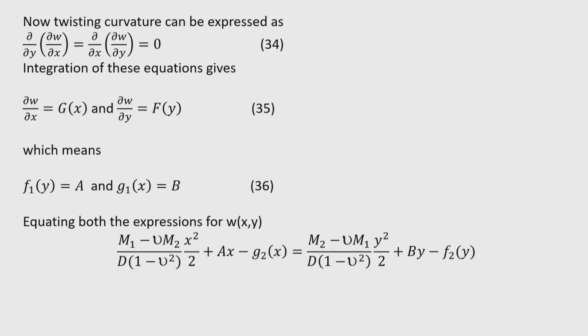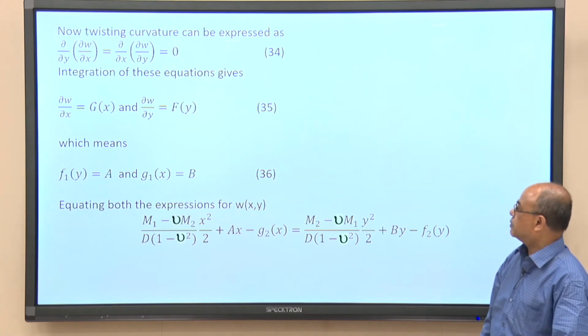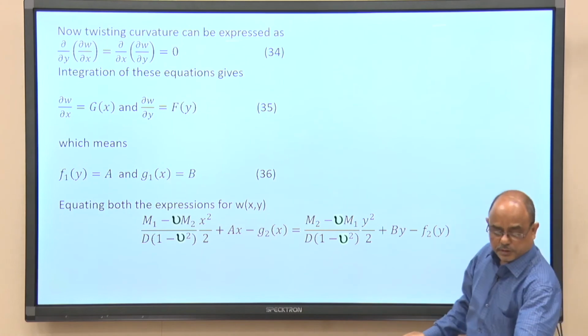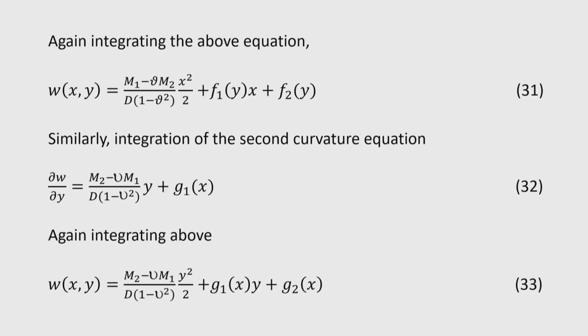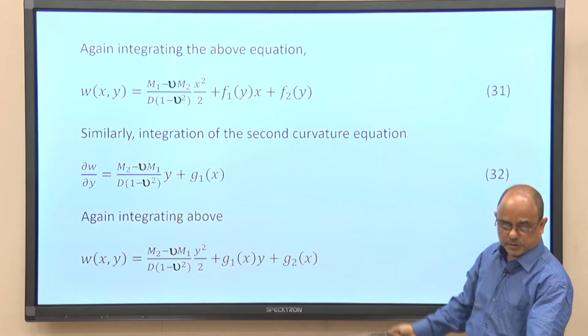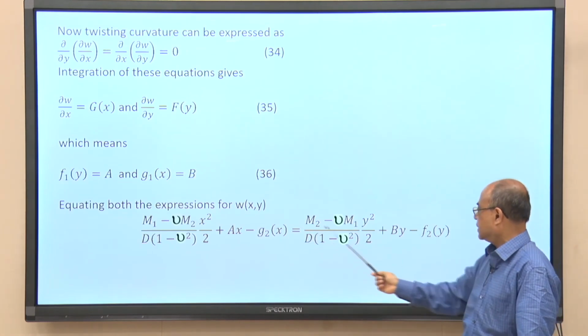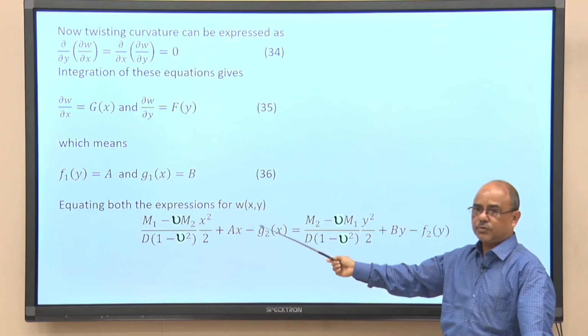So, these constants I termed as A and B, equating both the expressions for w(x,y). We have got w(x,y) after twice integration of curvature in x direction and after twice integration of curvature in y direction. So, equating this we get this. Okay. So, there are some interesting conclusions that will arise.